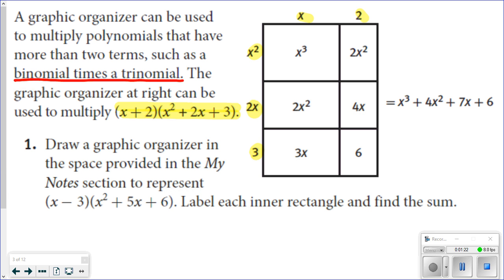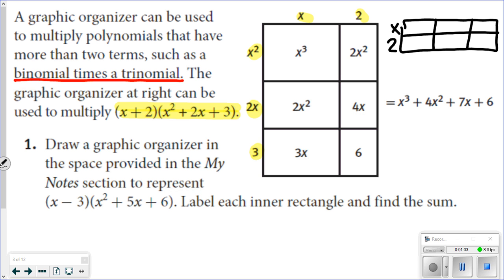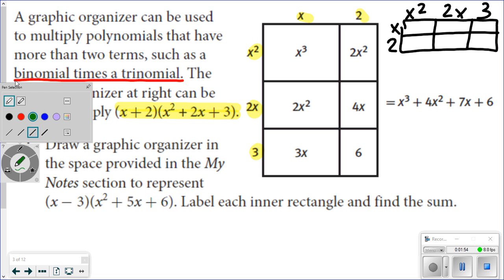Now, if you wanted to, you could turn your box the other direction so you have your 2 terms here and your 3 terms on top. Either way works. Maybe you're going to choose what works for you depending on how much room you have on your paper, etc. Whatever you prefer. Then, after we do that, we need to combine our like terms.